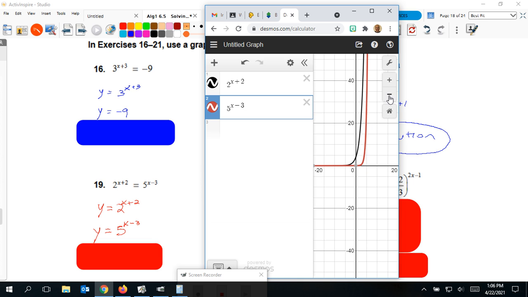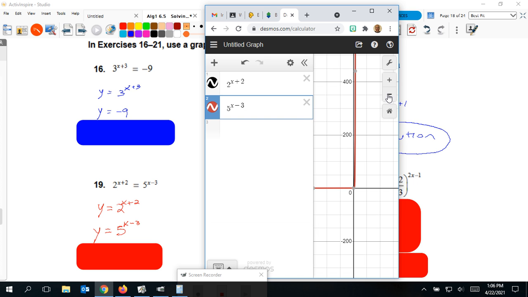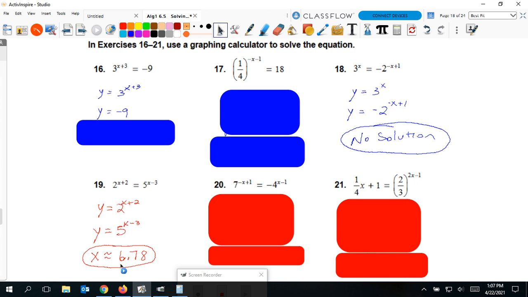So I need to make my window bigger. I'm going to keep pushing the minus sign to zoom out to see where these are going to connect. It actually shows me that the connecting point is right there. It shows me that point when I click on the graph. The intercept's down here, but it gives me the intersection of these two up here. The x it shows me right here is 6.782. So that is my answer for number 19. It's the x coordinate of the intersection.